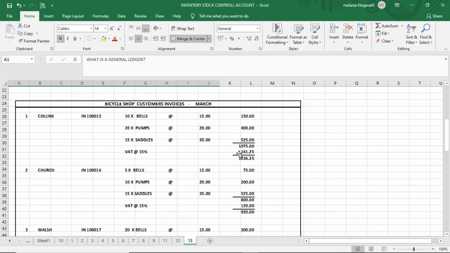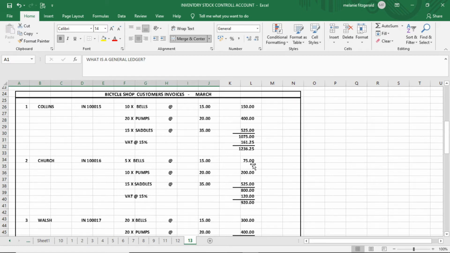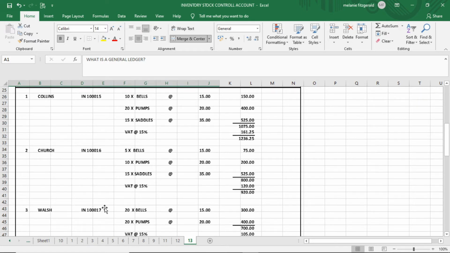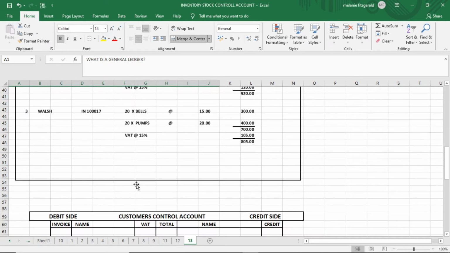The VAT on that we issued out on the invoice was $161.25. The total comes to $1,236.25. And we did the same with Mr. Church and Mr. Welsh because they all came and bought stuff from us.